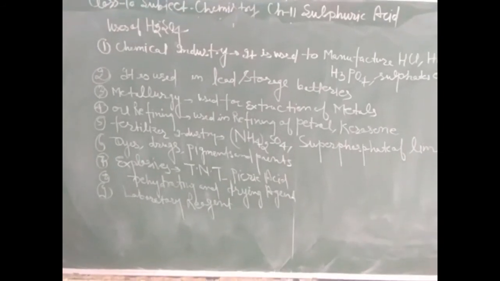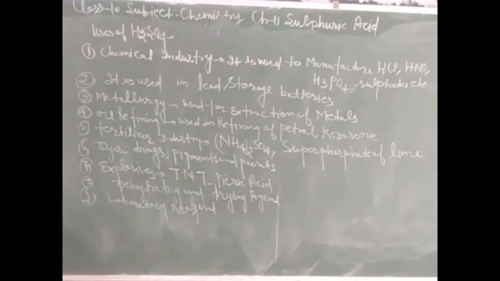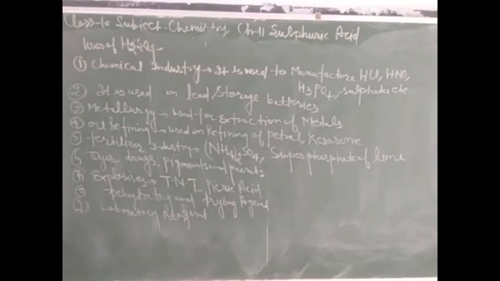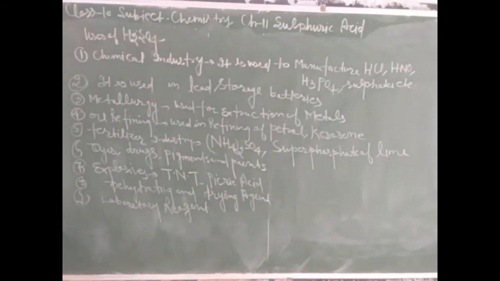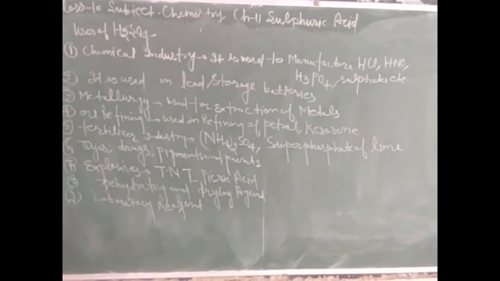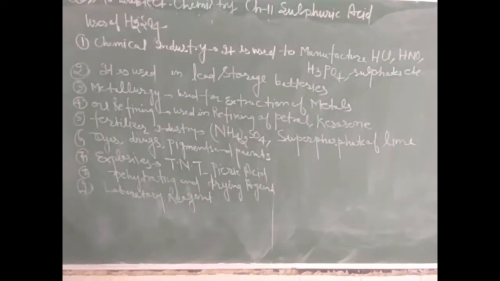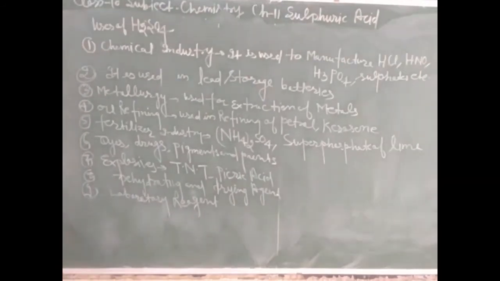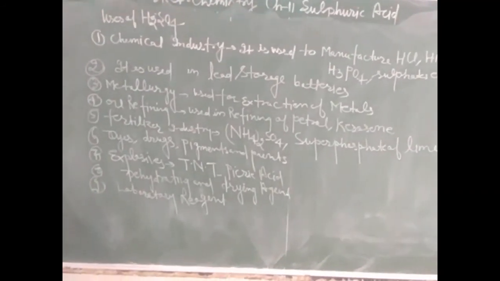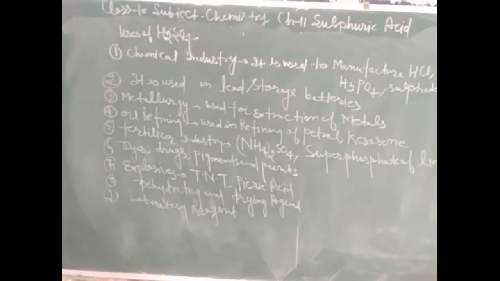Now dear students, we will discuss the uses of sulfuric acid. The first use of sulfuric acid is in the chemical industry. Sulfuric acid is used in industries for the preparation of hydrogen chloride, nitric acid, phosphoric acid and sulfates in large quantities. The second use is in lead storage batteries, for recharging them, converting electrical energy into chemical energy.